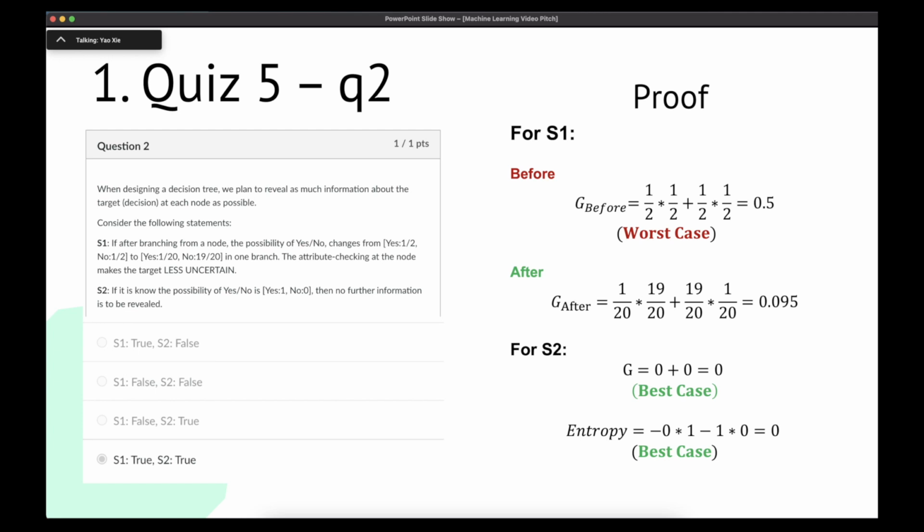For S2, when the probability of yes and no is 0 and 1 in a node, it means both its Gini impurity and entropy are 0, and cannot be reduced further because it's the lowest. This happens when all instances belong to only one class in the node, and this node will be a leaf node with its decision to be yes. Therefore, S2 is also true. Then we know option 4 is correct.